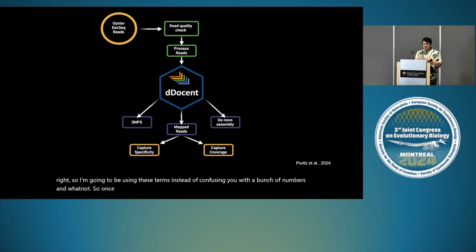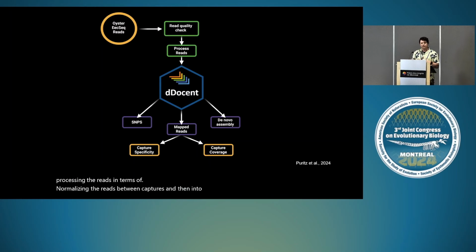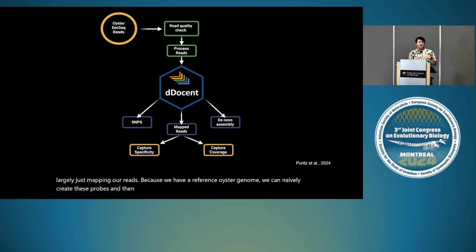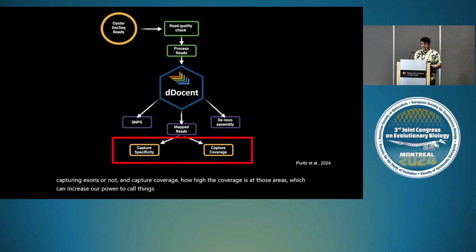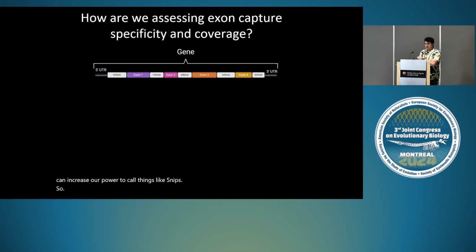So once we get these reads, we go through a pretty typical read quality check, processing the reads in terms of normalizing the reads between captures, and then into a pipeline called Docent, which is largely just mapping our reads. Because we have a reference oyster genome, we can naively create these probes and then check how we're actually capturing these exons. And for mapped reads, we're really focusing on two areas: capture specificity, whether we're capturing exons or not, and capture coverage, how high the coverage is at those areas, which can increase our power to call things like SNPs.